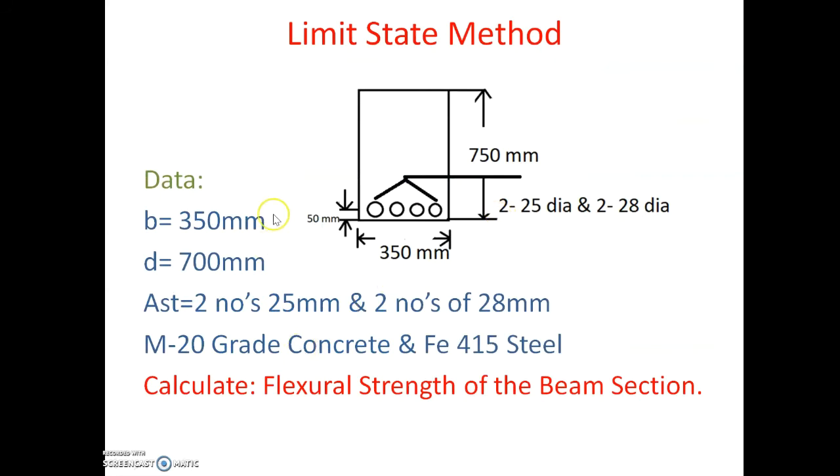Next problem, limit state method. Calculate the flexural strength of the beam section. The beam width is 350 mm and total depth is 750 mm and the effective cover is 50 mm. So here we are given two numbers of 25 dia and two numbers of 28 dia as area of steel in tension zone. So calculate the Ast value by using these diameters and calculate the flexural strength of the beam section.